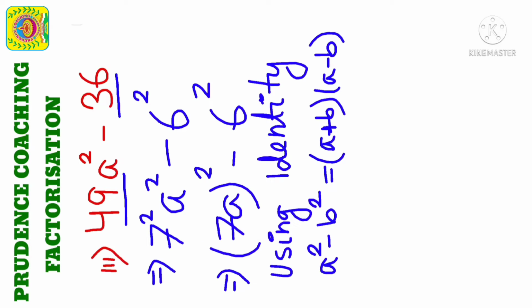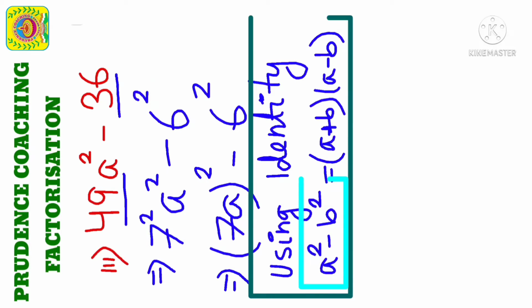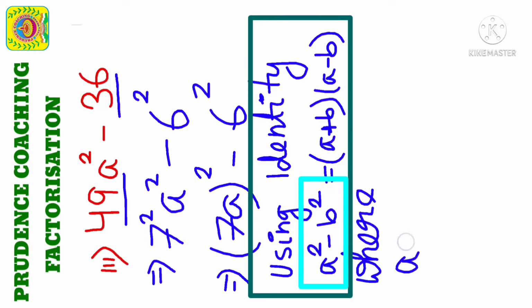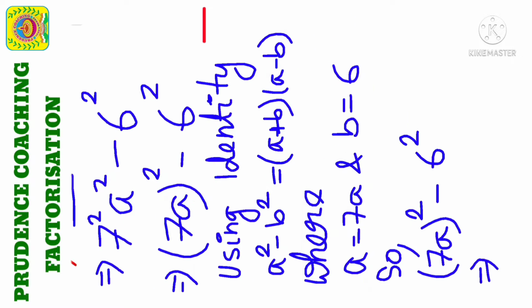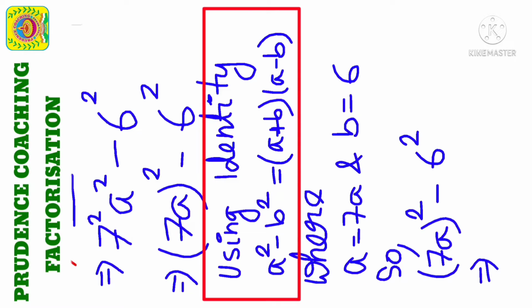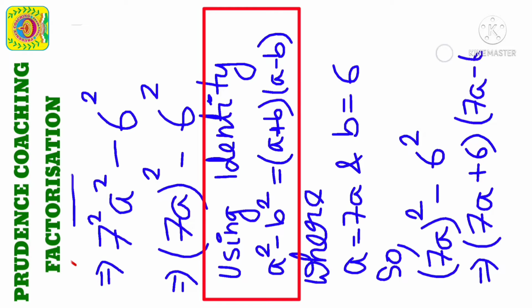Now as you can see, we can compare this given expression with the identity a square minus b square, where the value of a is 7a and the value of b is 6, by comparing with this expression. So we can write this given expression as a plus b, where a is 7a and b is 6, multiplied by 7a minus 6, that is a minus b, which is our final answer.